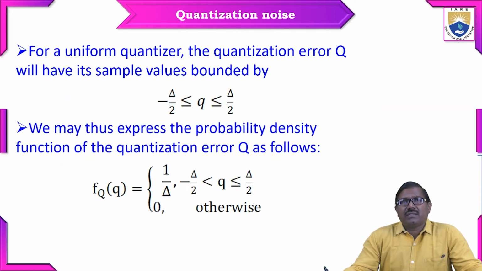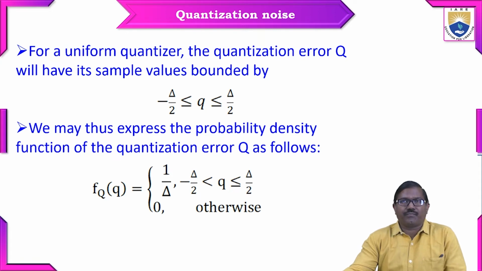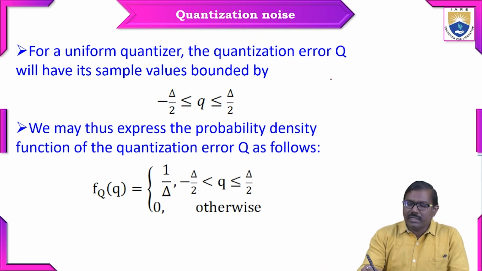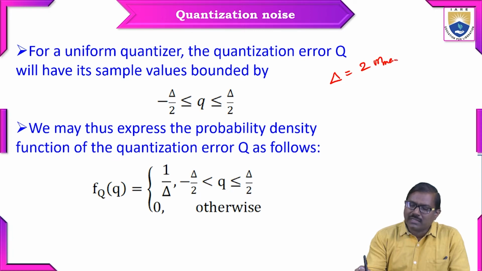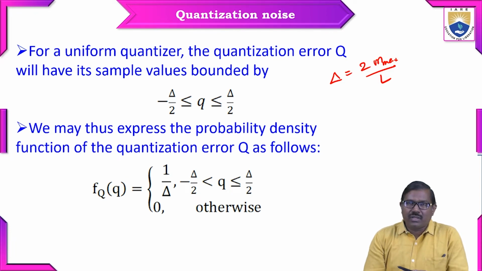For a uniform quantizer, the quantization error Q will have its sample values bounded by a region where this quantization error is introduced. Delta is the spacing between two reference levels, and it depends on the levels: delta is equal to 2mmax by L. We get delta from the maximum amplitude of the input signal and the number of levels used in the quantizer. The error is introduced in the region minus delta by 2 to plus delta by 2.